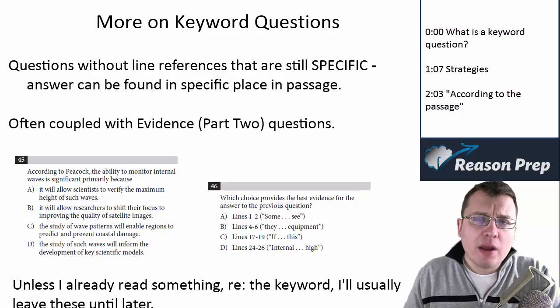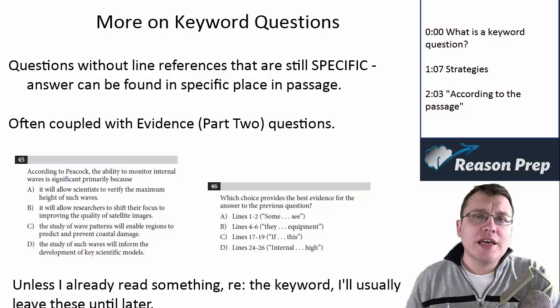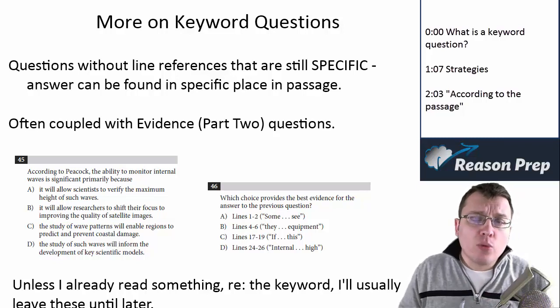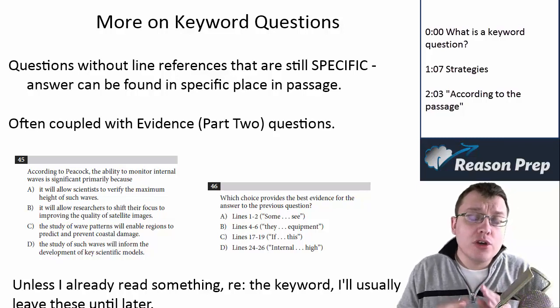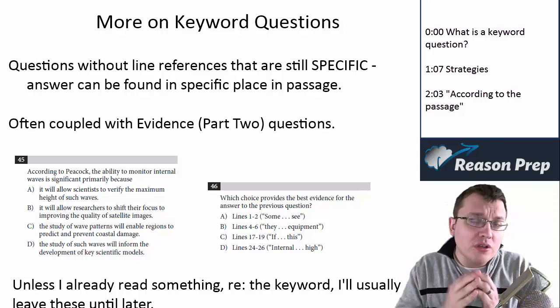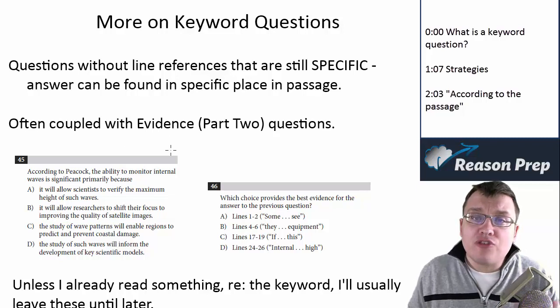Another question type that I want to discuss is the keyword question. If you recall, a keyword question is a question that doesn't have a line reference, but it's still specific. In other words, there's a specific portion of the passage that, if you found it, would tell you what the answer to the question is going to be. So it's not about the passage as a whole, even though it doesn't have that specific reference. And it's often coupled with these evidence part 2 questions.